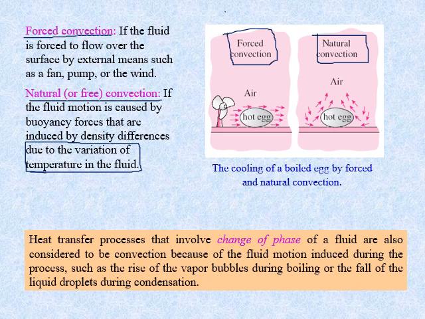For the natural case, because of the temperature difference, this hot egg will heat up the air adjacent to it, and once the temperature increases, the density will decrease. So the decrease of the density will move the air upward, and the cold air at the top will go down. So this process happens continuously until the hot egg temperature starts to equilibrate with the surrounding temperature. Okay, so these are the explanations of forced convection and natural convection.